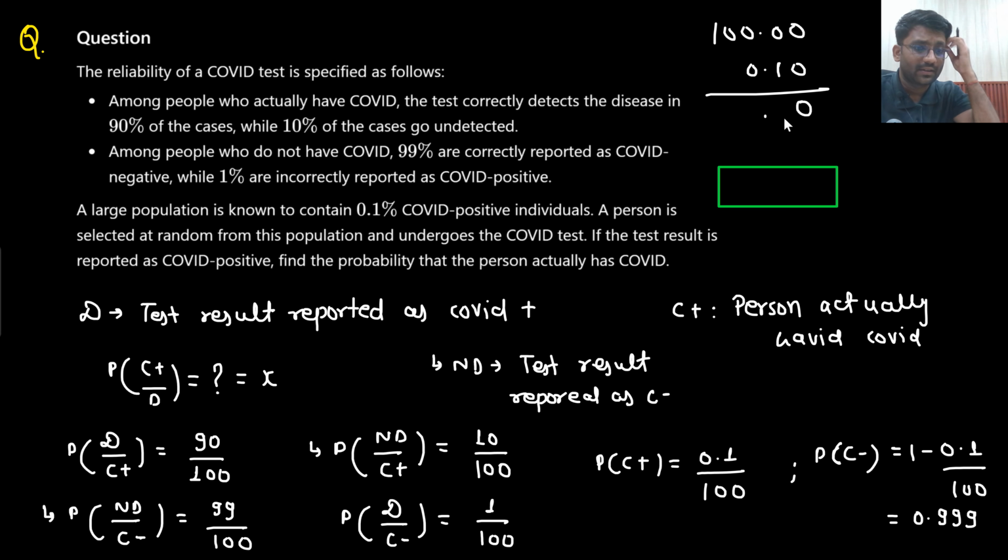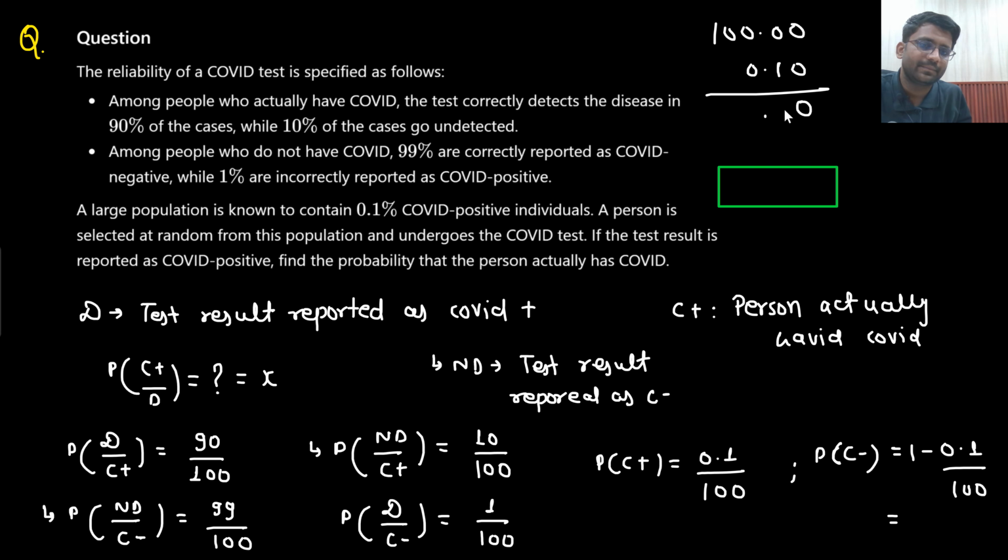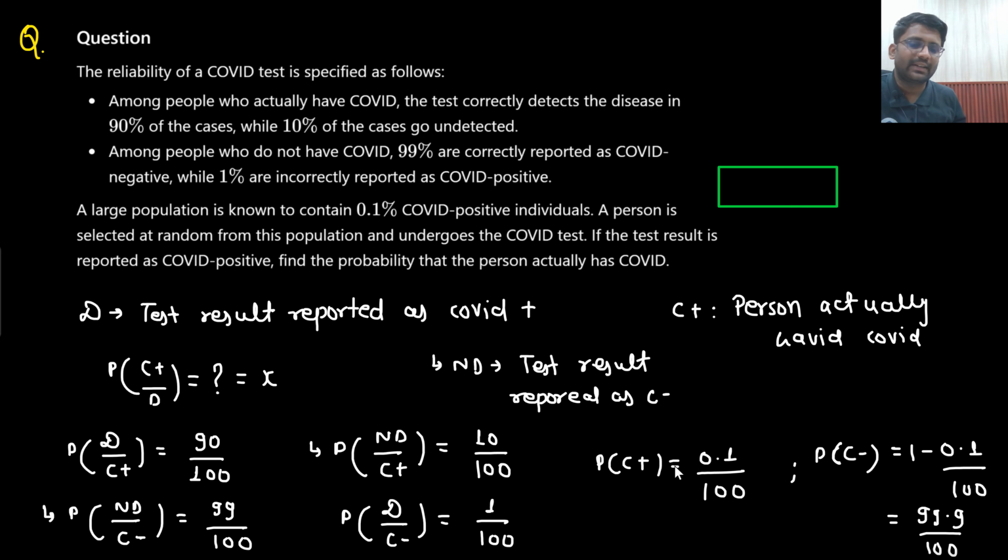Oh brother, what am I doing. 0.999, no, 100 minus 0.1, so what you will be getting is 99.9 divided by 100. So I actually wrote down the final result, but this will be that 0.1% guys are actually having COVID positive, and 99.9% guys are not having COVID positive.